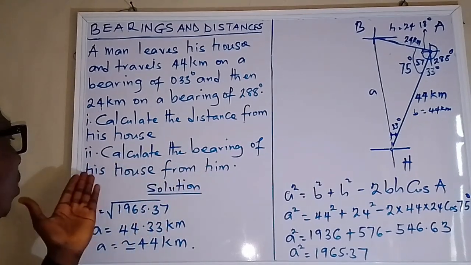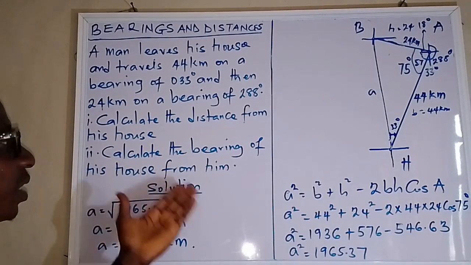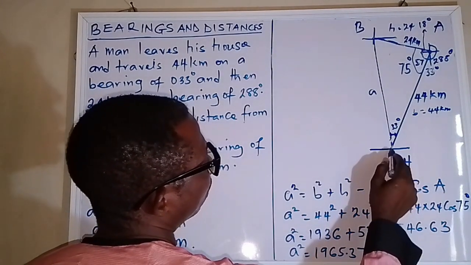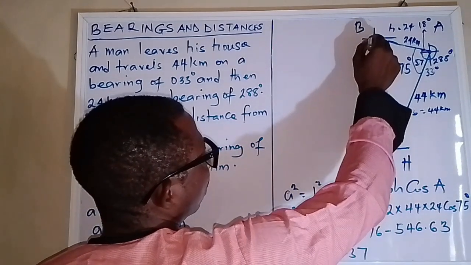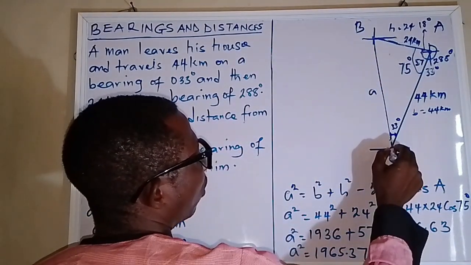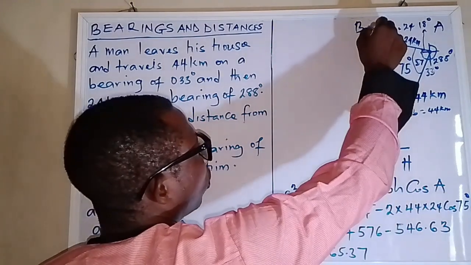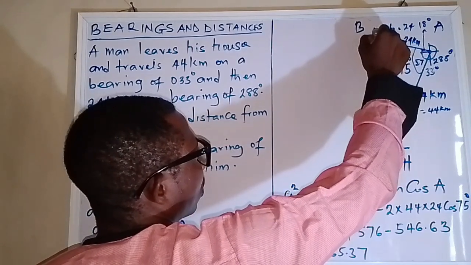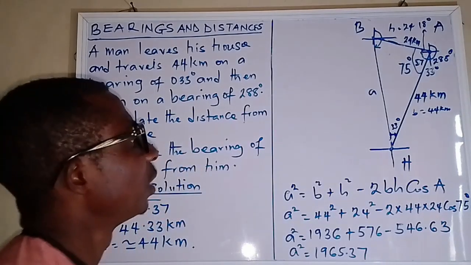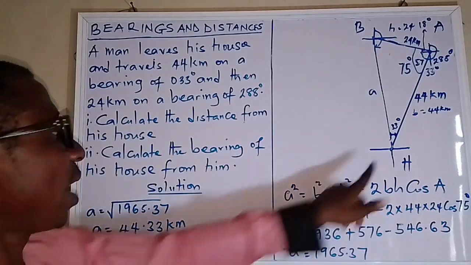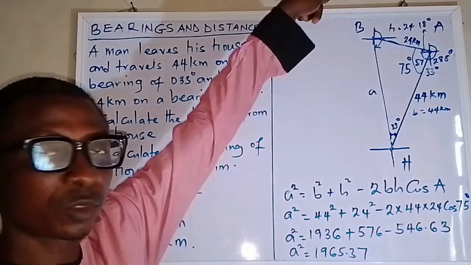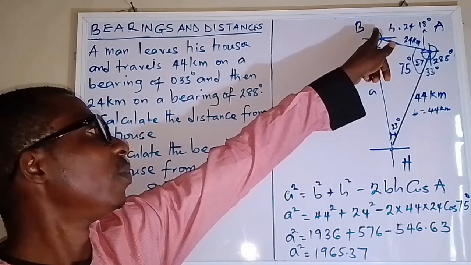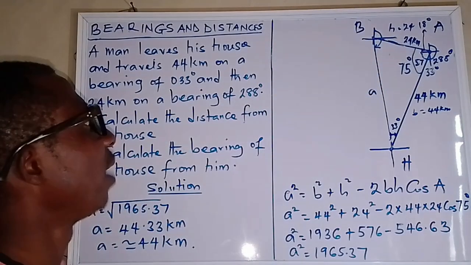Calculate the bearing of his house from him. The bearing of his house. Here's his house, from him. So from him, you go to where he is and take the readings down to this place. So you take the bearing from him. So you come here and start reading from the North Pole down to what we have here.